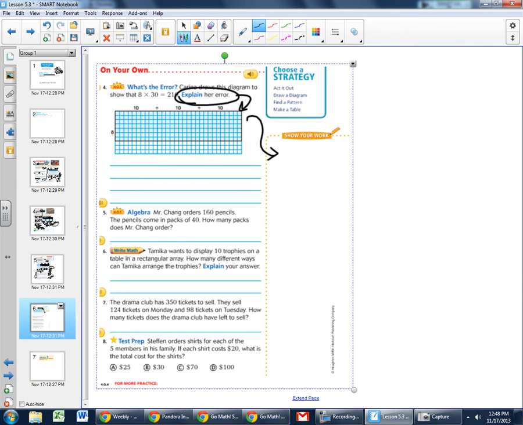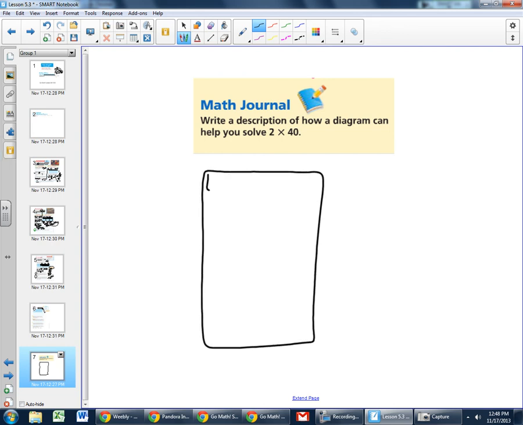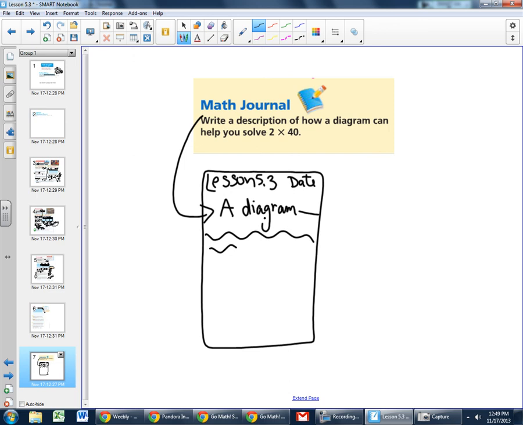When you are finished with all of that, you will get your math journal. Again, start your page with the lesson number. So this was lesson 5-3 and 8. Then copy this on here. Write a description of how a diagram can help you solve 2 times 40. So you're going to say a diagram can help me solve 2 times 40 by, and then your example.